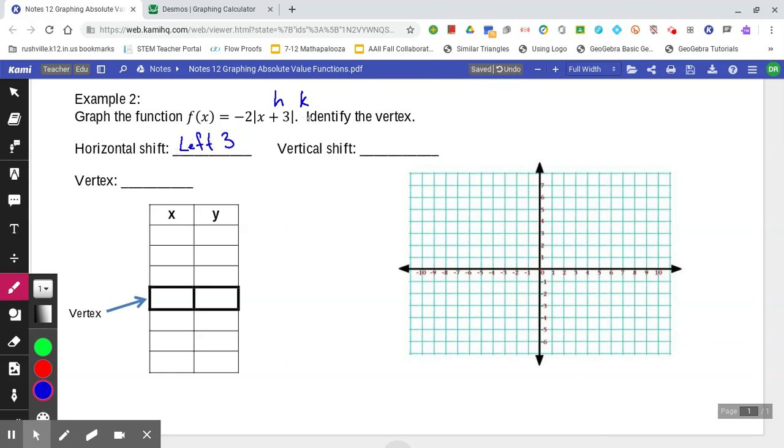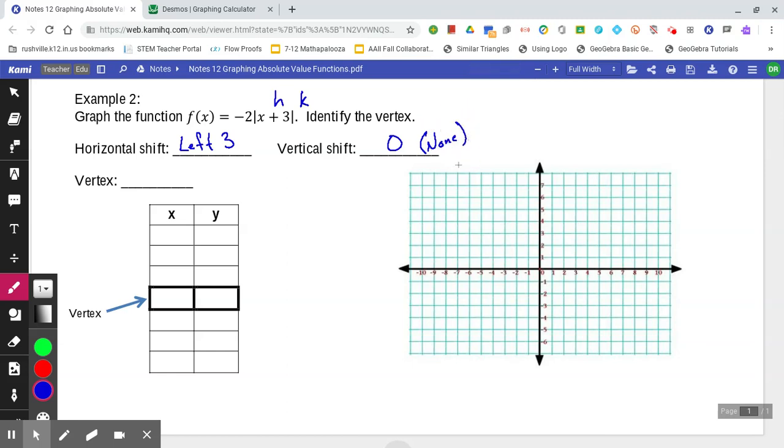But whatever k is, it's very direct. If it's plus, it goes up. If it's minus, it goes down. But in this case, we have no k. And we have a missing value here because k would have been plus 0. So as far as a vertical shift, there isn't one. Maybe we just say it's 0 or none.